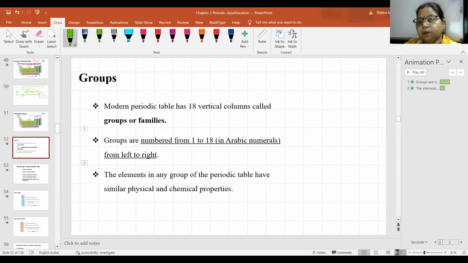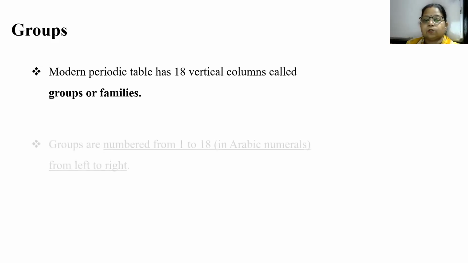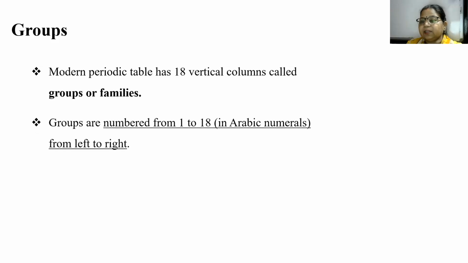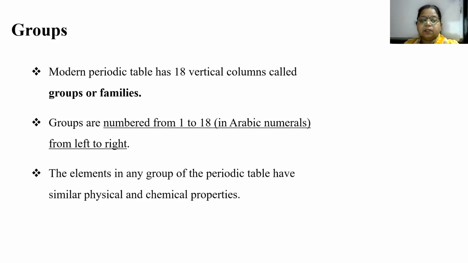Now, another name for groups is families. The groups 1 to 18 are also known as families. Please remember, they may say boron family, carbon family. So they are referred to as families also. They are numbered as 1 to 18 in Arabic numerals, which we have understood.